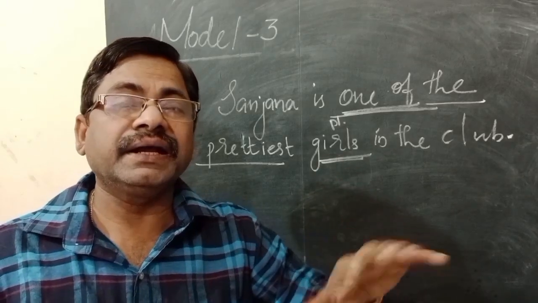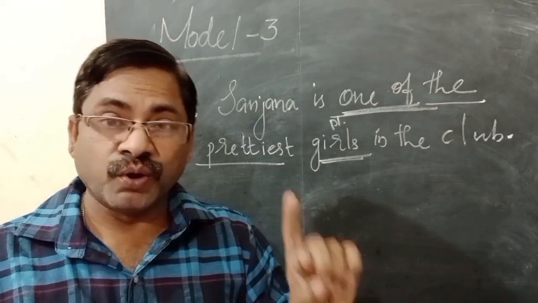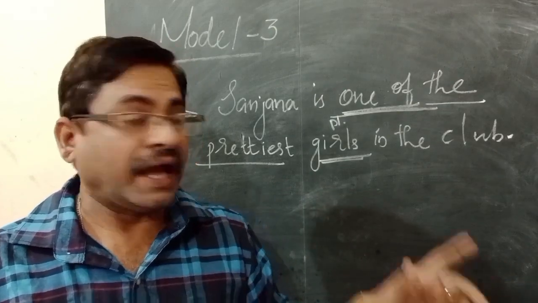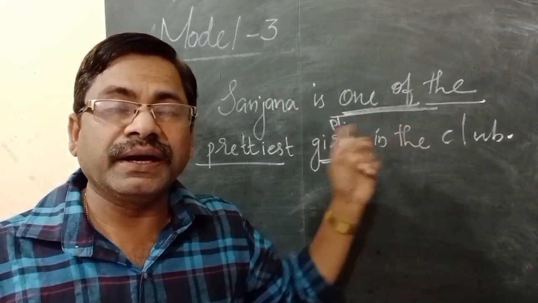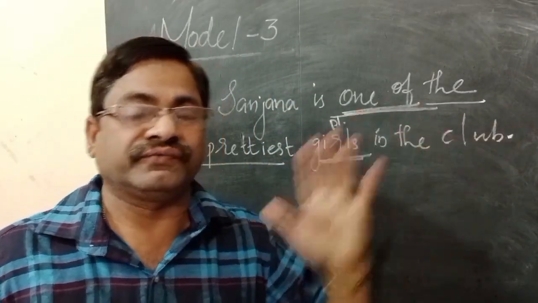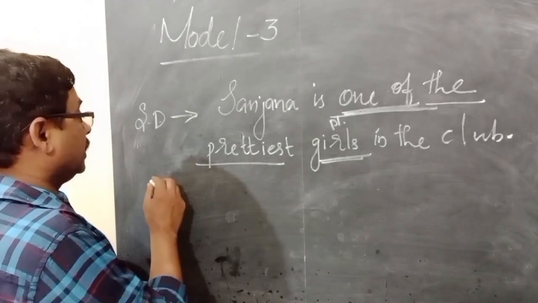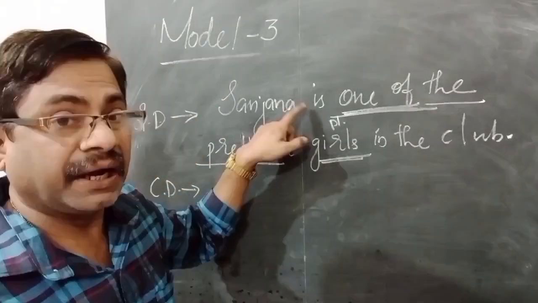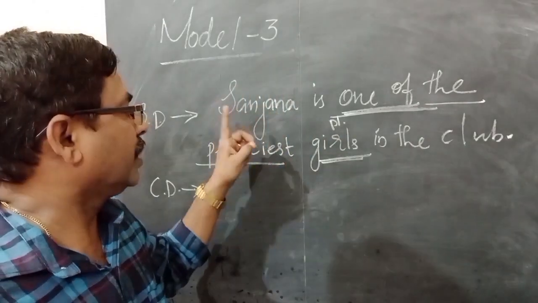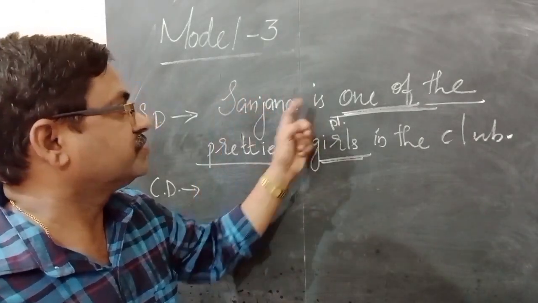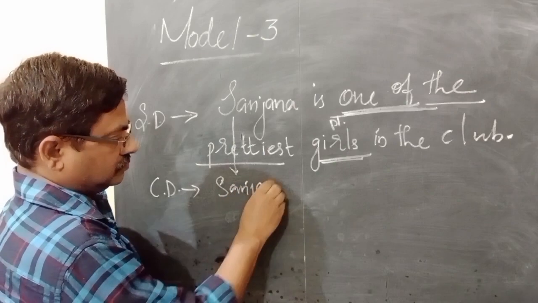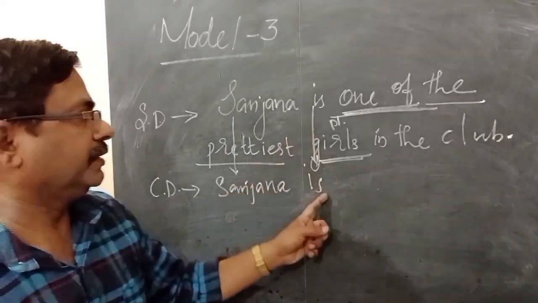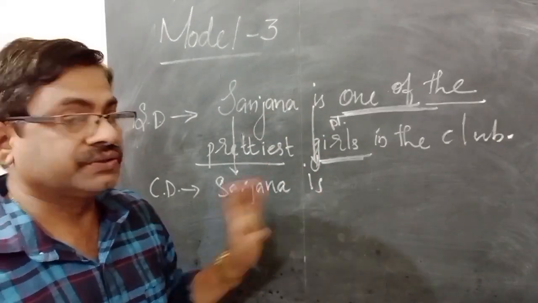Model number 1, comparing two persons or things. Model number 2, normal model, there is no "one of." And model number 3, superlative degree preceded by "one of." First of all, we can write the comparative degree. In comparative degree, at the beginning of the sentence, we have to use subject and later verb. Sanjana is.